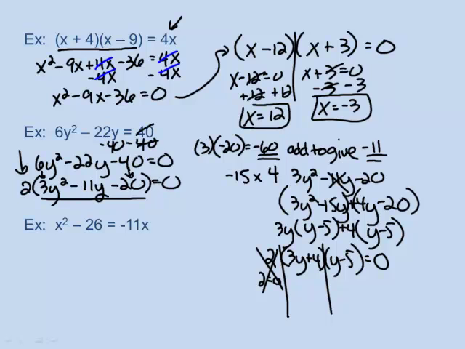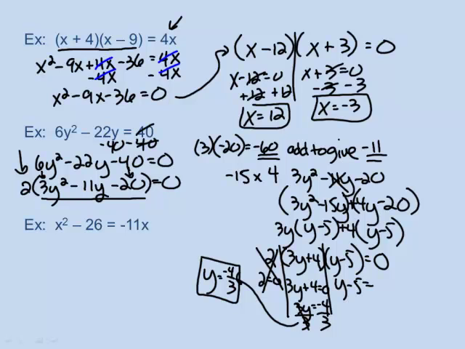Okay, so we are going to get two solutions here. 3y plus 4 equals 0. 3y equals negative 4. Or if you divide both sides by 3, we'll bring it up here, we've got y is equal to a negative 4/3 as one solution. Over here, if we take y minus 5 and set it equal to 0, add 5 to both sides. Y is equal to a positive 5 is our second solution.